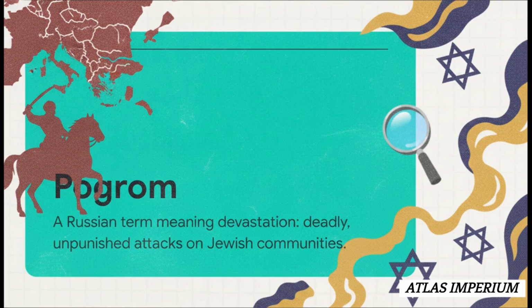This is where we really have to define this crucial term, pogrom. It's a Russian word literally meaning devastation. It refers to the frequent, deadly, and targeted attacks on Jewish communities that local authorities would just routinely ignore and leave unpunished. It made life under the Russian Empire a horrific daily reality.